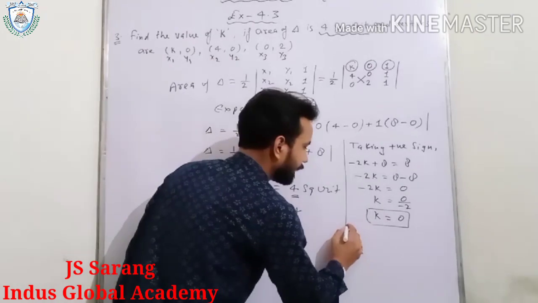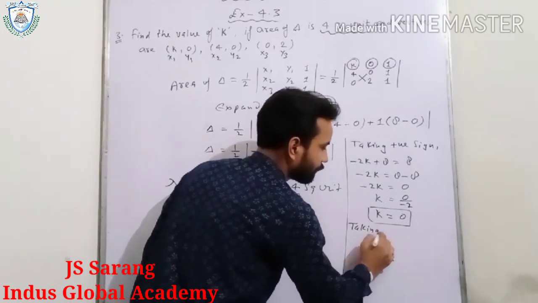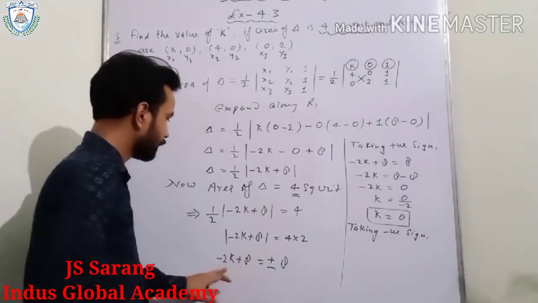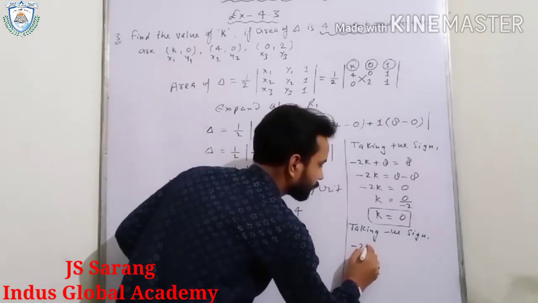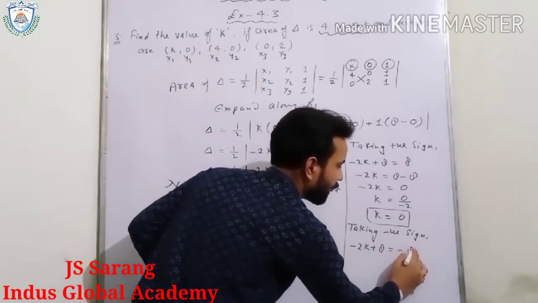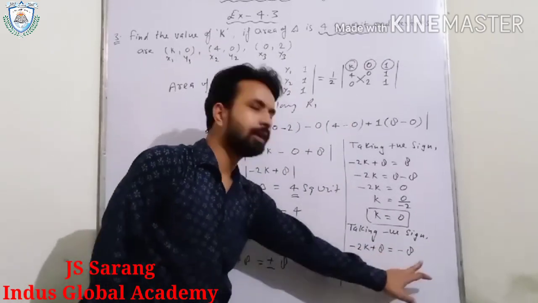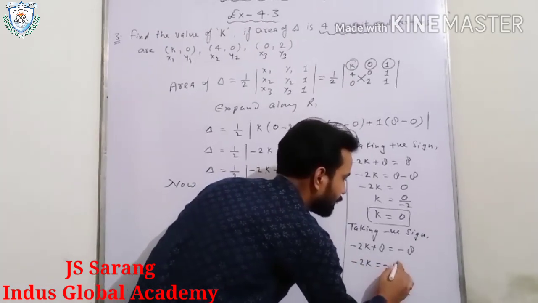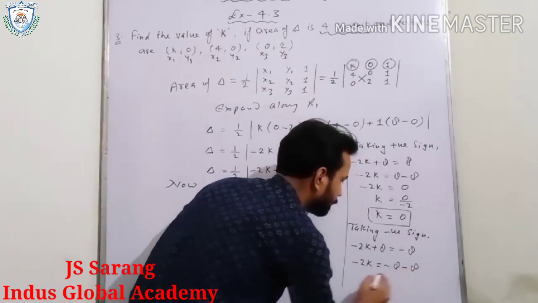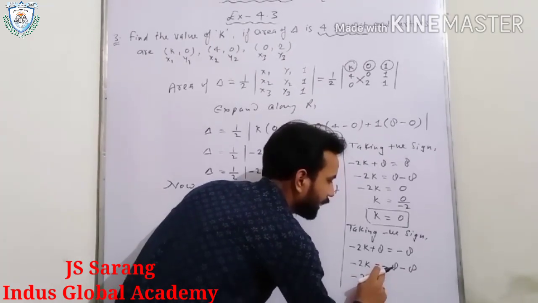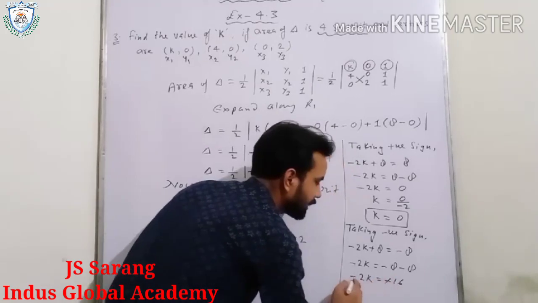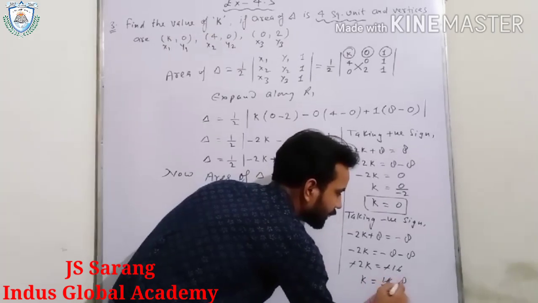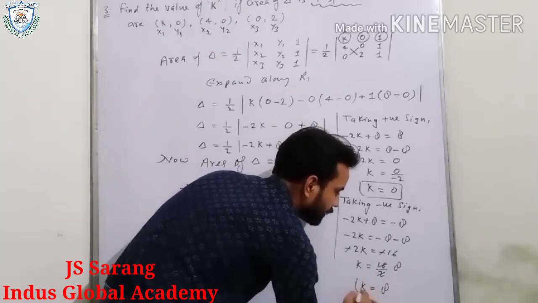Now I am taking negative sign. If I am taking negative sign, then we will get minus 2k plus 8 equals minus 8. Now this plus 8 can be shifted to the right hand side with opposite sign. So minus 2k equals minus 8, and this positive sign will be negative 8. Minus 2k equals minus 8 and minus 8 will be minus 16. Minus and minus cancel, and k equals 16 over 2. So 2 eights are 16. So the value of k is 8.